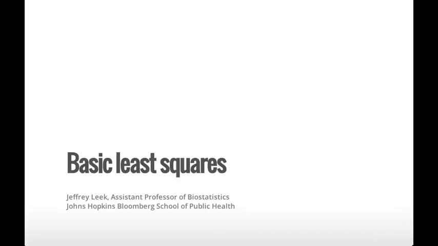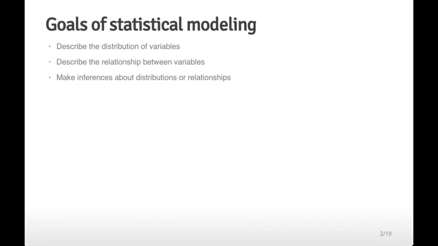This is the first in a series of lectures about regression, and we're going to start off pretty simple, talking about basic least squares. So the goals of statistical modeling are to describe the relationship between variables or their distribution, and then maybe to make some inference about either the distributions or relationships that you've described. This first lecture is going to talk primarily about these first two things, describing the distribution of variables and describing the relationship between variables. In future lectures, we'll be talking about how to make inferences on those relationships.